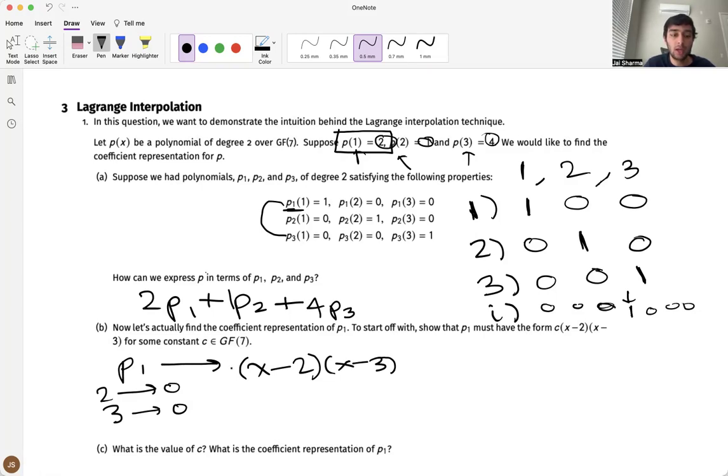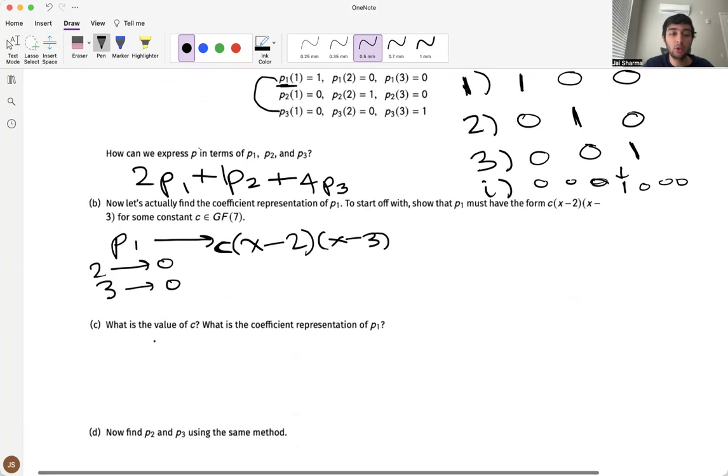And then we need it to have some kind of constant over here, because P1 is degree 2, as per this. So this is already degree 2. The most general form of this is that we multiply by a constant, and that still satisfies it: if we put in a 2 or a 3, this will become 0. Now, what is the value of C?